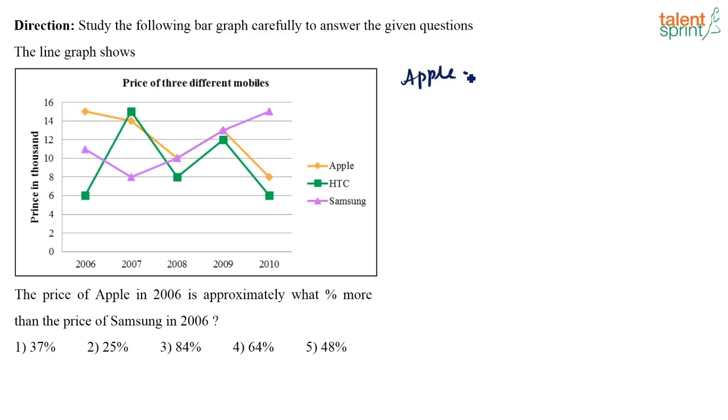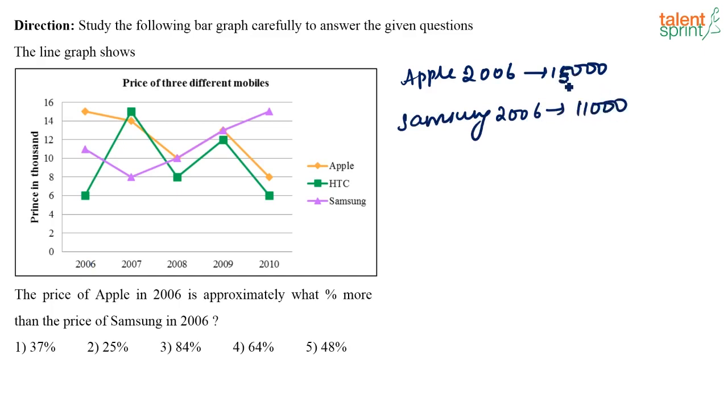Price of Apple in 2006. What is the price of Apple in 2006? It is between 14 and 16, so you take it as 15,000 rupees. What is the price of Samsung in 2006? Samsung is 11, so Samsung in 2006 is 11,000. So what is the difference in what percentage? The price of Apple is approximately what percentage more than price of Samsung.